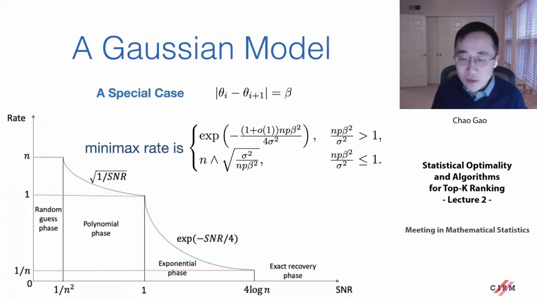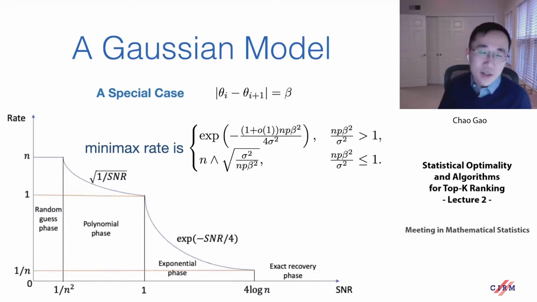So at the other extreme, when the signal to noise ratio is above 4 log n, according to the minimax rate formula, the error is going to be smaller than 1 over n. Okay? And since the loss function is defined to be 1 over n times the sum of some indicators, once the loss function is below 1 over n, the only possible value it can take is 0. Therefore, we can, in this regime, recover the rank vector without any error with high probability.